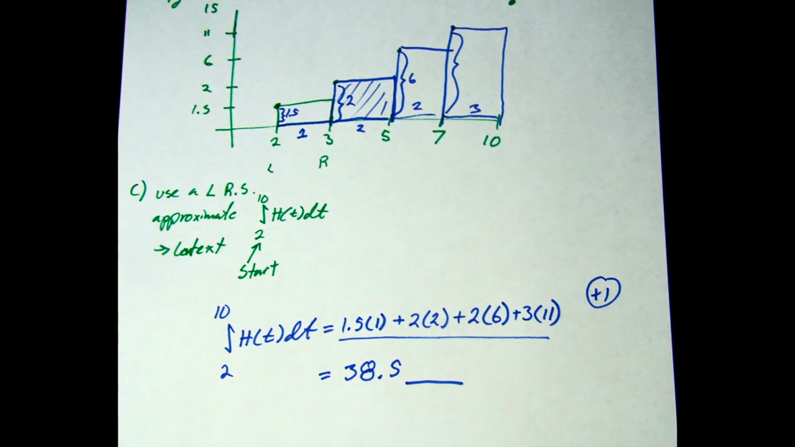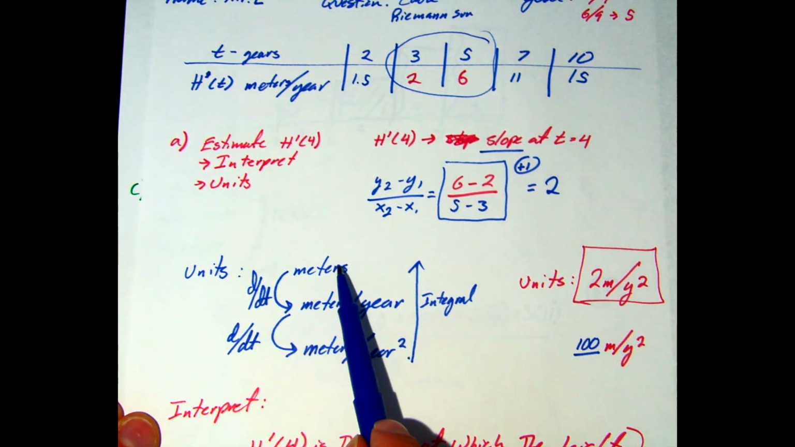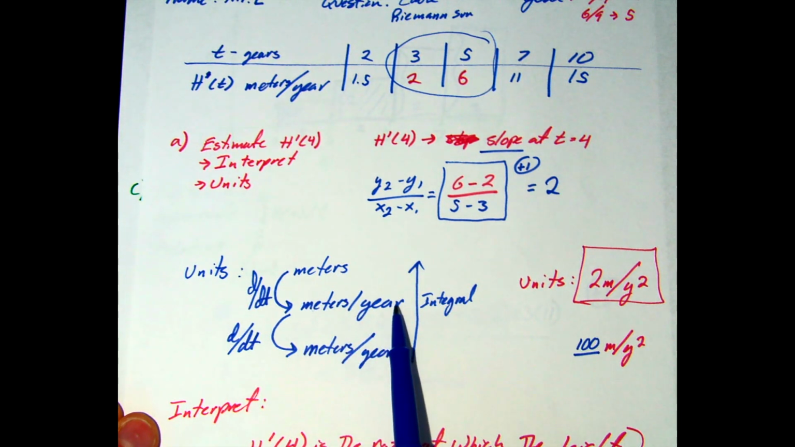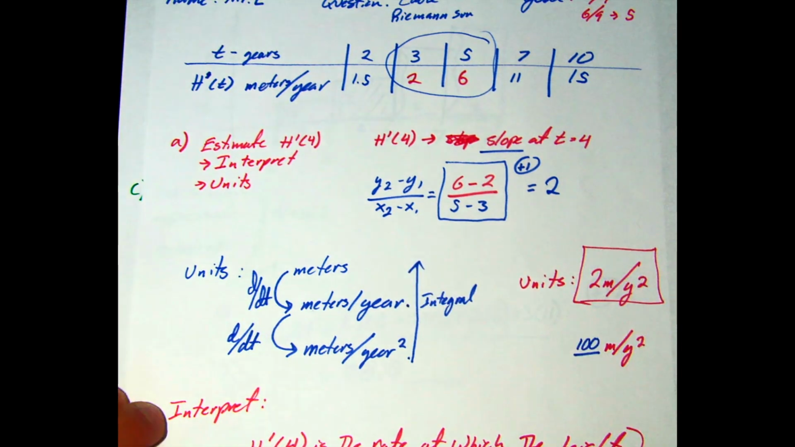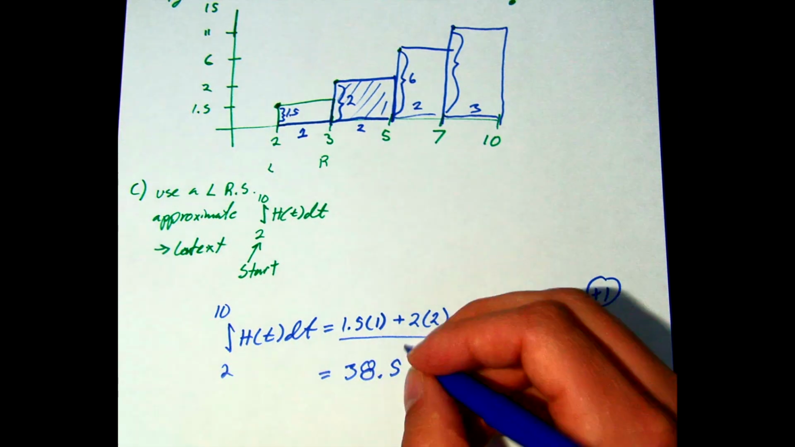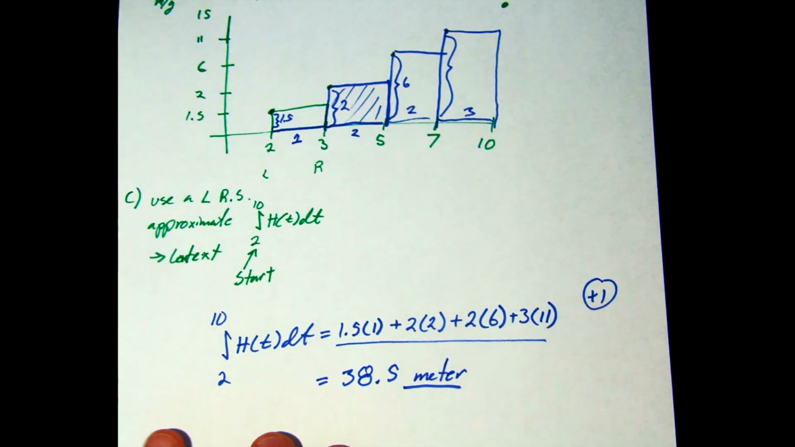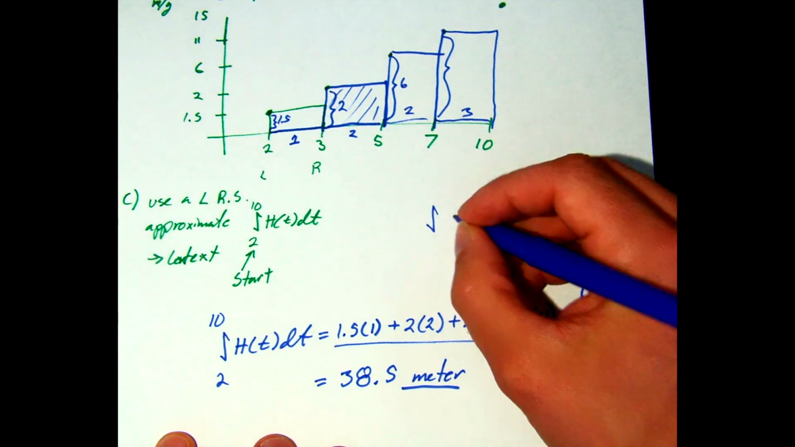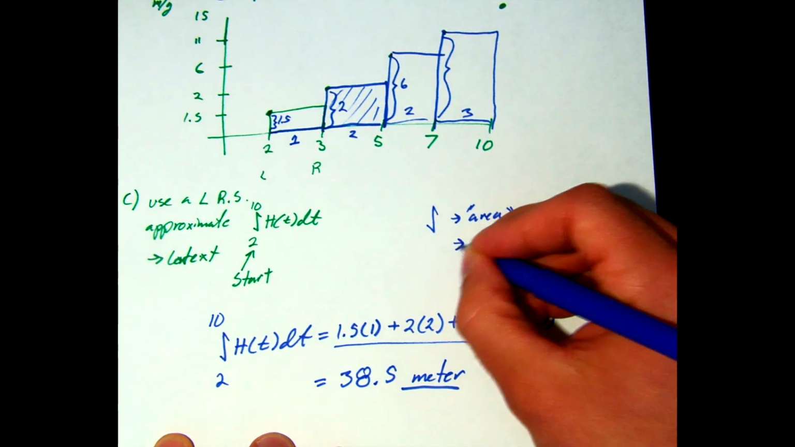Now for units, where are my units notes? Remember in part A when I was saying, okay, we take the derivative of meters, we would get meters per year. Well, when I take the integral of meters per year, I get meters. So this is 38.5 meters. Okay. Integrals, let me give you guys another group. And the integral means area, we talked about in a second. It also means total.